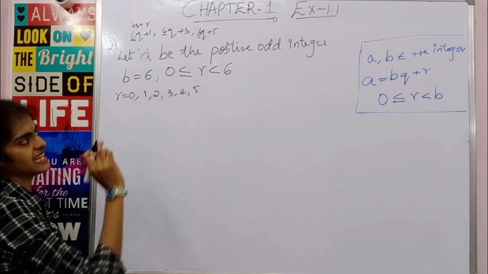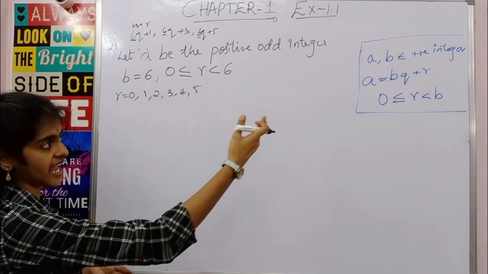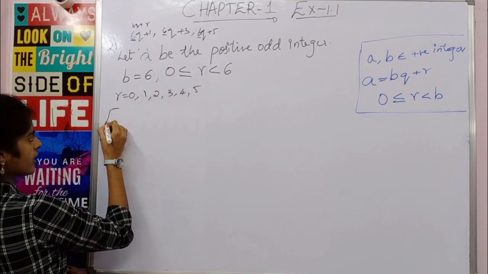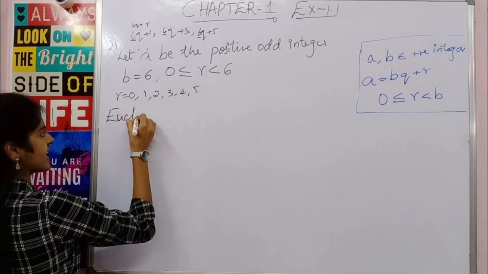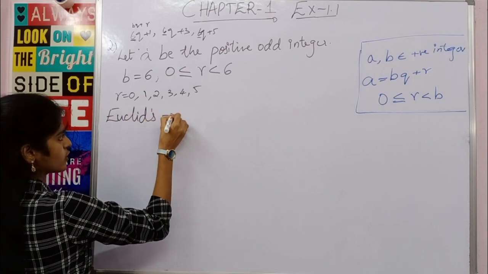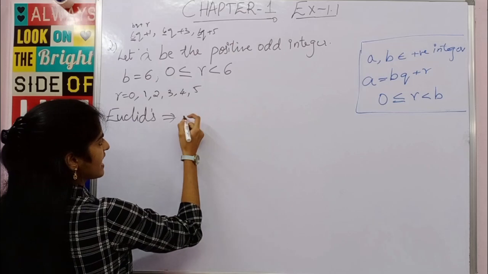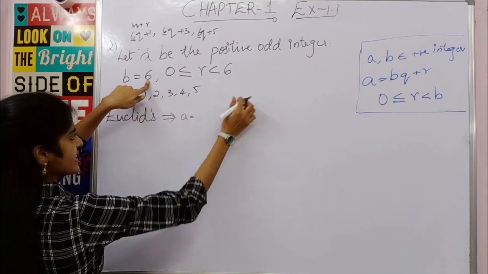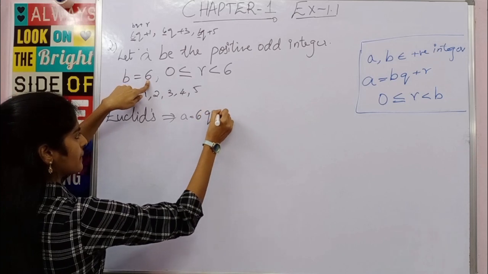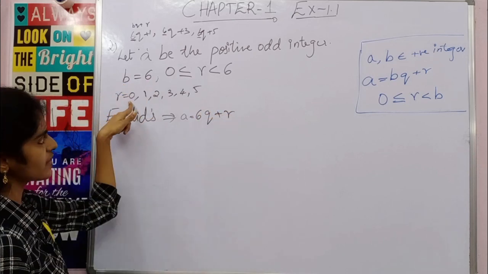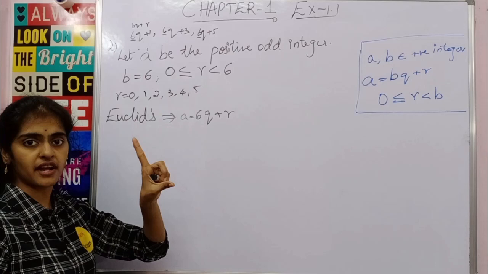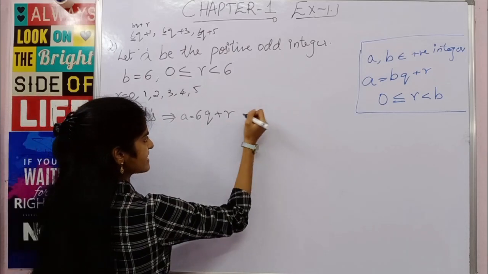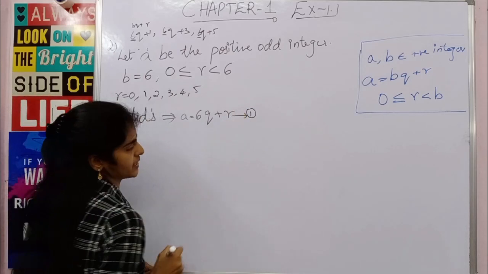So now, taking b as 6, let us write Euclid's division algorithm. Euclid's division algorithm is nothing but a is equal to bq plus r, but here b is 6, so it is 6q plus r. Now r can be anything from 0 to 5, right? So take this as equation 1.